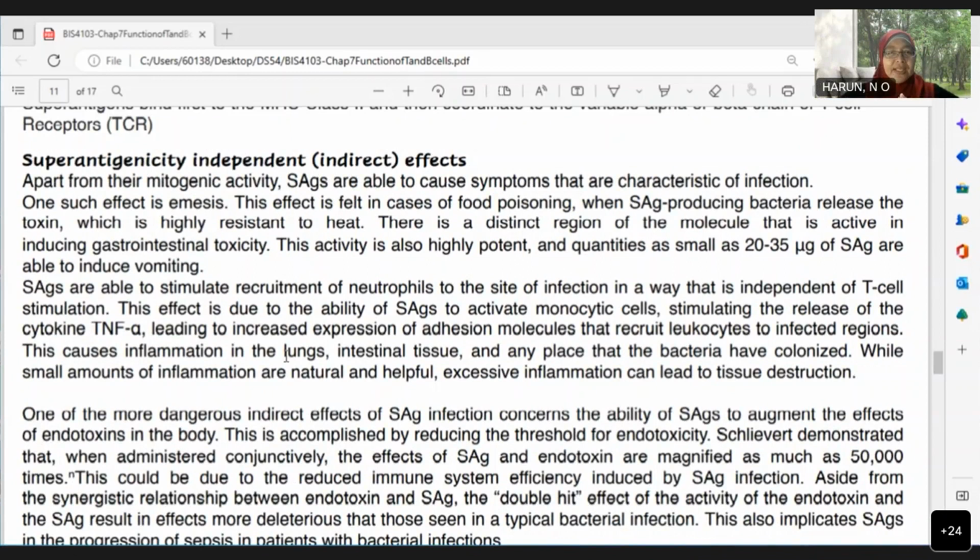This effect is due to the ability of the SAG to activate monocyte cells. Monocytes are part of our APCs, right? And they stimulate the release of the cytokine TNF-alpha, or tumor necrosis factor alpha, which leads to increased expression of adhesion molecules, which recruit leukocytes to the infected region. This will cause inflammation in the lungs, intestinal tissue, and also any places that bacteria have colonized.